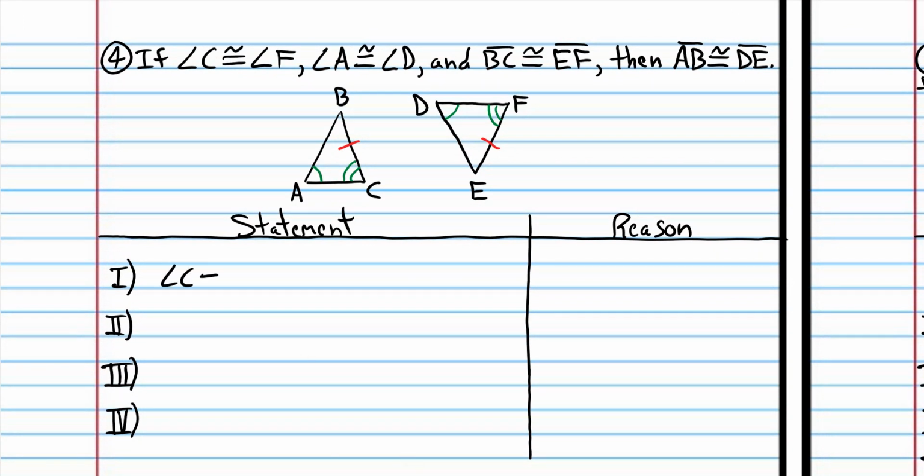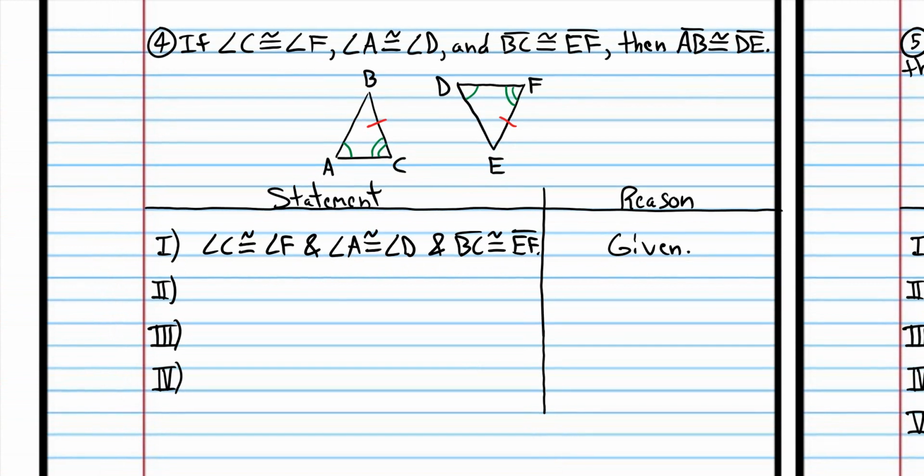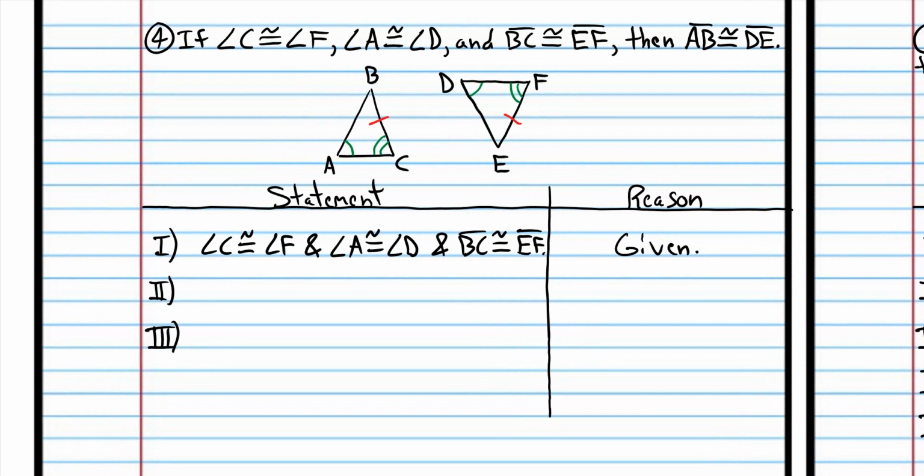All right, we're back. Angle C is congruent to angle F, and angle A is congruent to angle D, and side BC is congruent to side EF. That's given information. And by the way, you can make one step for each one of these statements, or you can put them all in one statement. It's probably a bit much to put them all in the same line, but I'm just doing that to save space.